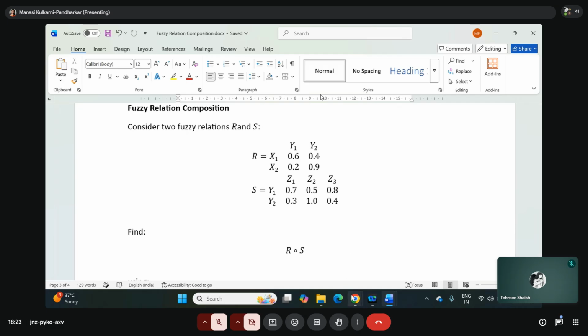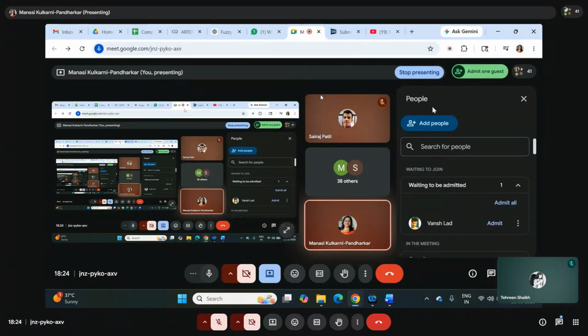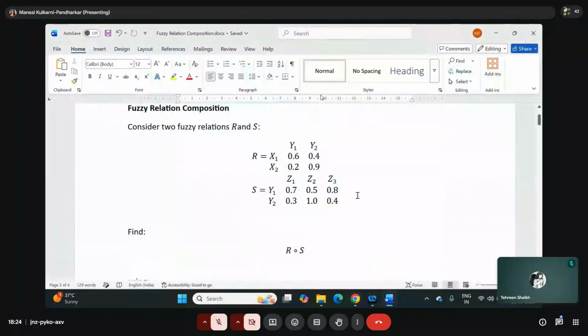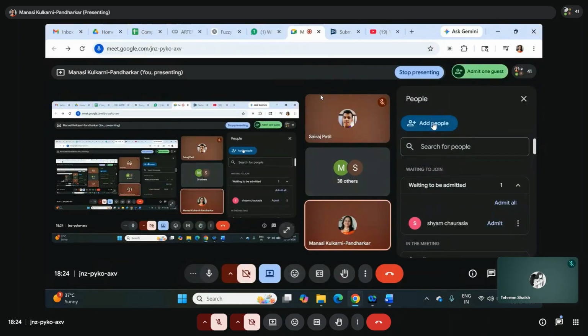And then do this. Just a minute, someone wants to come in. Just a minute, someone wants to come in again.